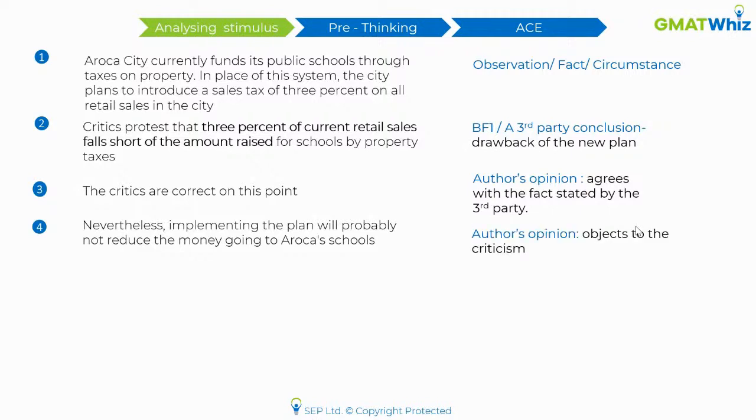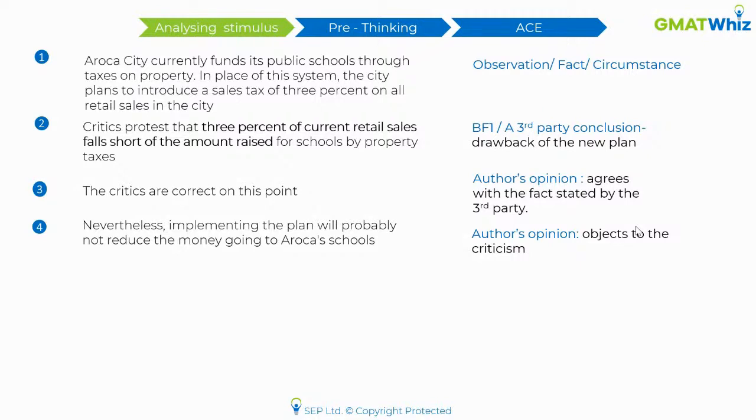So the author's opinion is again being put forward here, and this time the author is objecting to the critics' protest. Although the author agrees with the fact, the author does not agree with the protest itself. The author does not believe that the plan will reduce the money going to Aroka schools. Now, it's not written anywhere clearly that the critics are saying that the money going to Aroka schools will reduce. But we can infer that from statement 2. If the current sales fall short of the amount, that means the critics believe that the amount will not be enough for the funding of Aroka's public schools. So the author is objecting to that plan right away here.